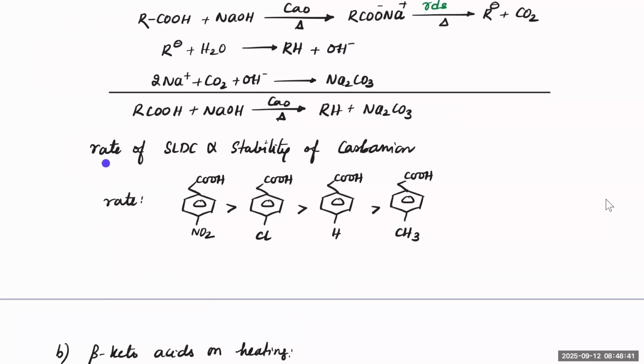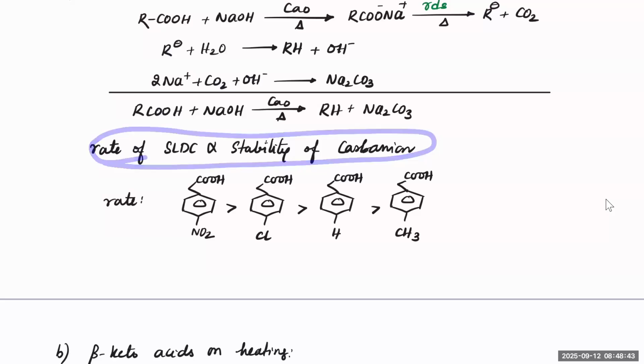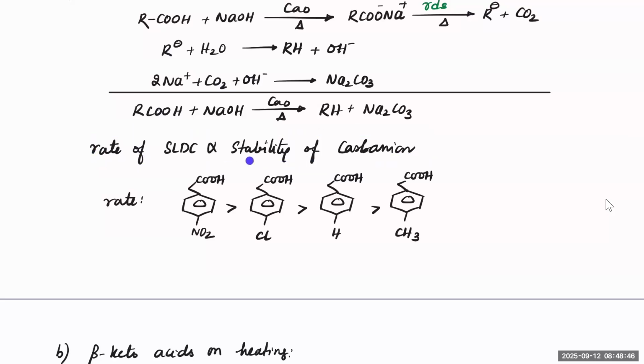Next, what is the rate of SLDC, the rate of soda lime decarboxylation? It directly depends on the stability of the carbanion. So that means you remove CO2 and what do we get? A minus charge on all of them. NO2 is a strongly withdrawing group that will stabilize the minus charge. Cl is a withdrawing group. CH3 is a donating group, which destabilizes the minus charge. That's why the rate is directly proportional to the stability of the carbanion, and this is the rate order which you will notice. Clear?